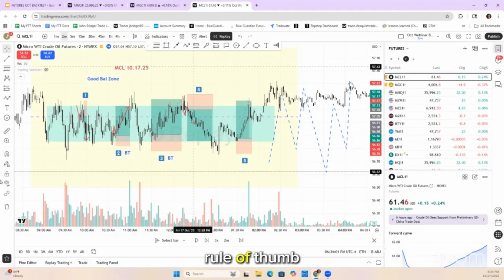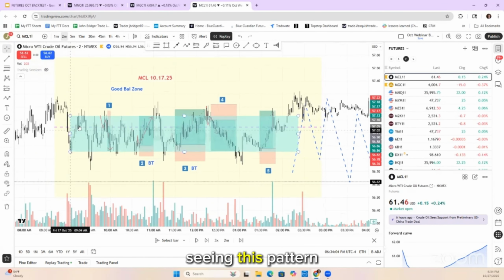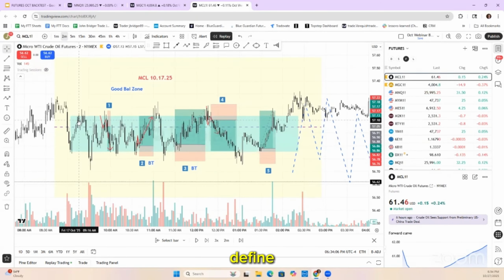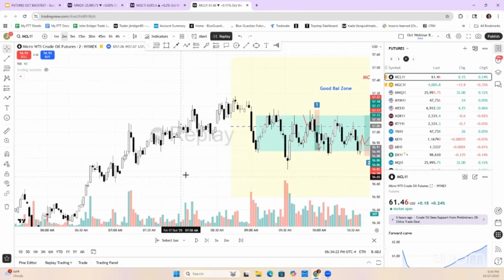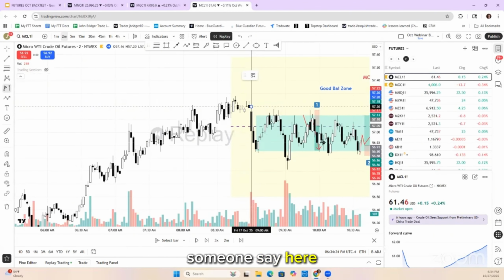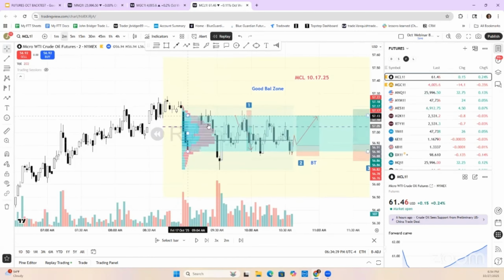The simple rule of thumb is once you start seeing this pattern, you use a profile to help define balance here. Yes, you can. Let's say we're here, right? And I'm saying, okay, I need to define this zone a little better. Let's see if it'll let me do it while I'm in. It may not let me do it while I'm in. So if I do fixed range, I'm going to say here, there. See how that bulge matched it perfectly, right? Look at that. So yes, you could use that.